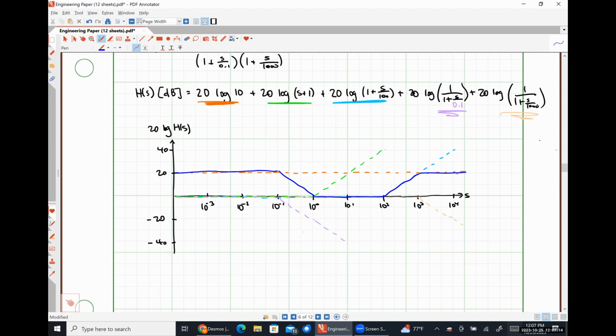So what is this? A band stop filter. Or not filter. What's our phase angle going to look like?